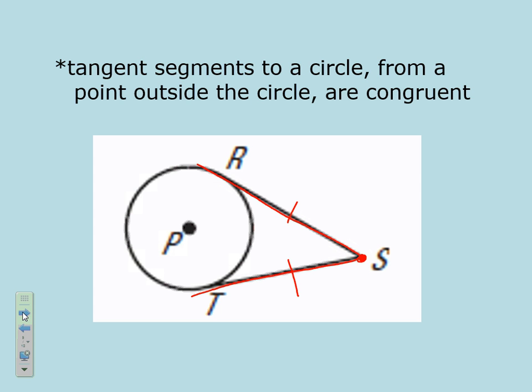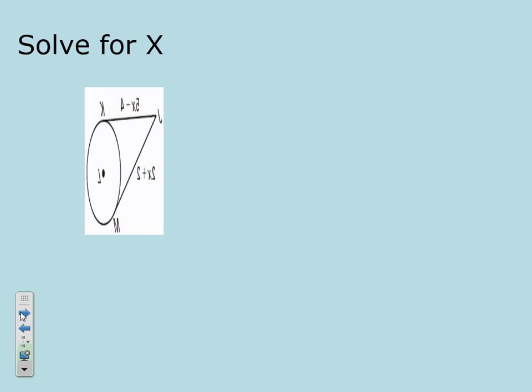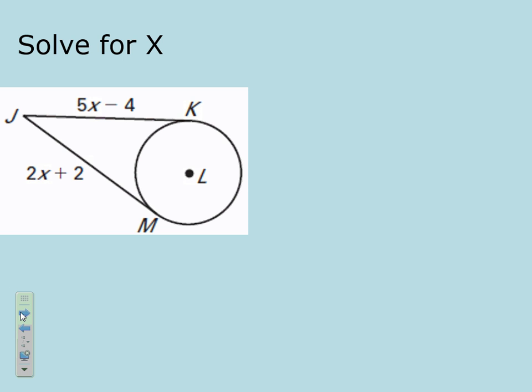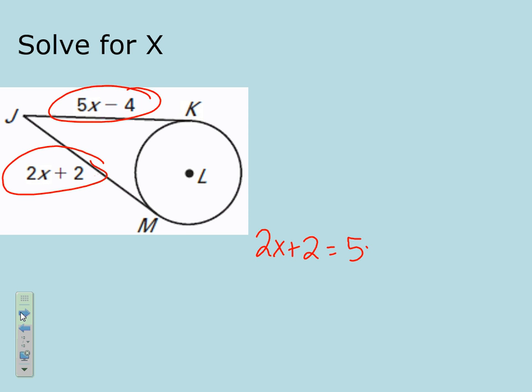So those guys being the same length is very helpful when we have to take a look at solving a problem like this one. If I recognize that those two are the same length, then I would just go ahead and say this thing equals that thing right there and solve. So 2x plus 2 equals 5x minus 4, and we'll get those x's together on one side. So we have 2 equals 3x minus 4. I'm going to add the 4 now. So we have 6 equals 3x, so x would be 2.